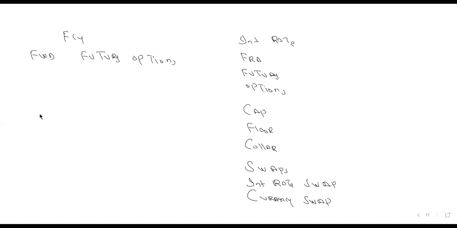Now, futures are binding contracts. Forwards are binding contracts. Options give you a choice. If the option is favorable, we will exercise the option. If the option is not favorable, the option will lapse. But in both cases, we have already paid the premium.